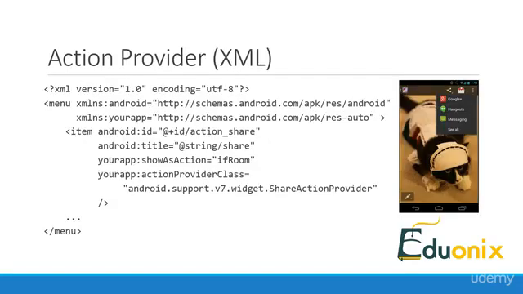An action provider defines rich menu interaction in a single component. They can generate action views for use in the action bar and dynamically populate submenus and handle default invocations. One example of an action provider is the share action provider, which we see here. The provider can be easily defined in the XML code for the menu to provide the needed item to the menu UI.